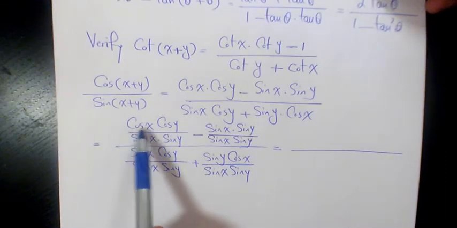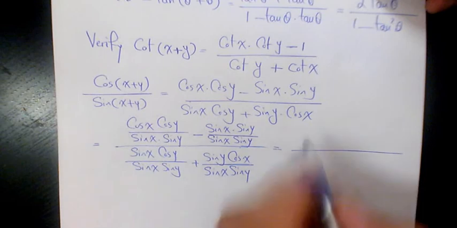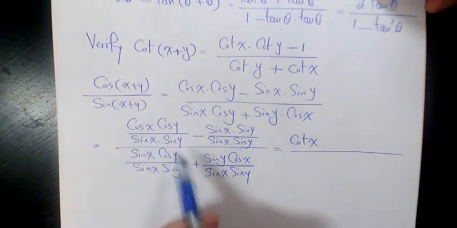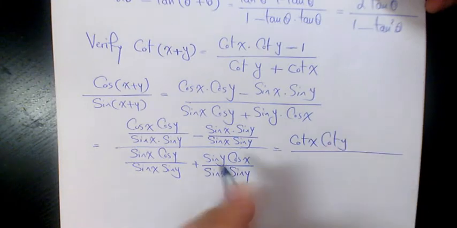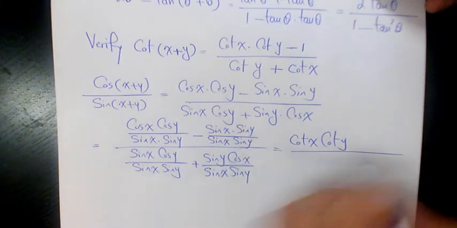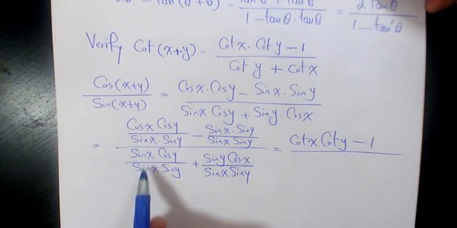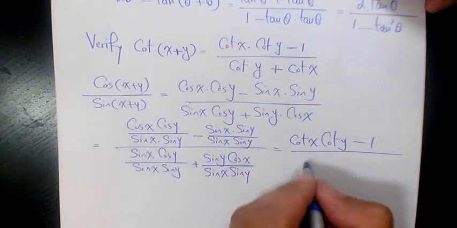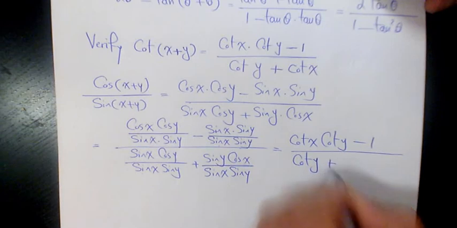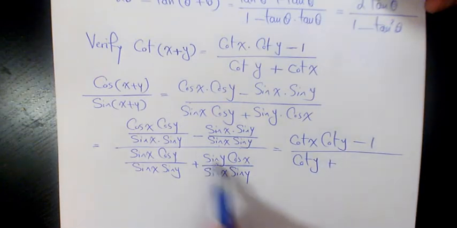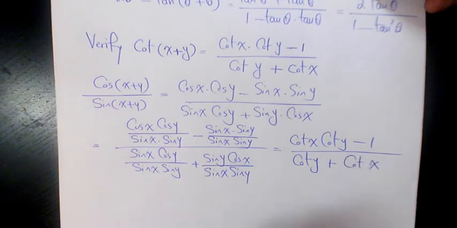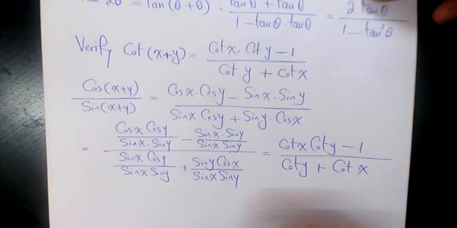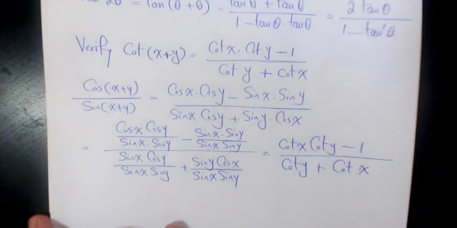So here cosine x over sine x is going to be cotan x, cosine y over sine y is going to be cotan y, sine x sine y over sine x sine y is going to be negative 1. Sine x over sine x cancels out, cosine y over sine y is going to be cotan y, plus it's going to be sine y divided by sine y, cosine over sine is going to be cotan x. That's going to be the final answer as you see it here.